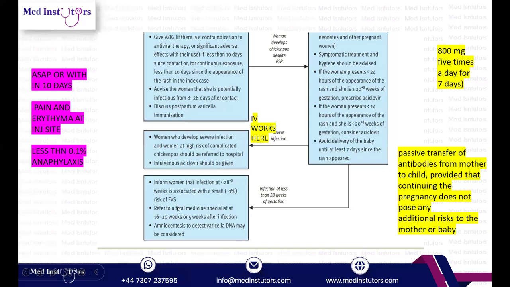Can anyone tell why this time period is important? Why after 5 weeks of infection? Anyone, please comment in the chat box.